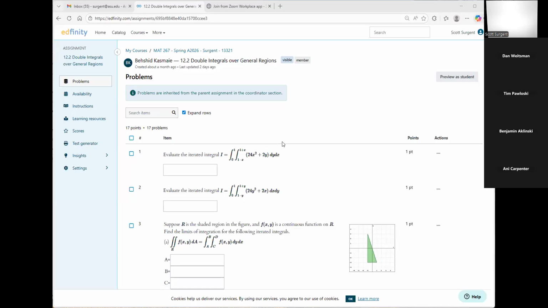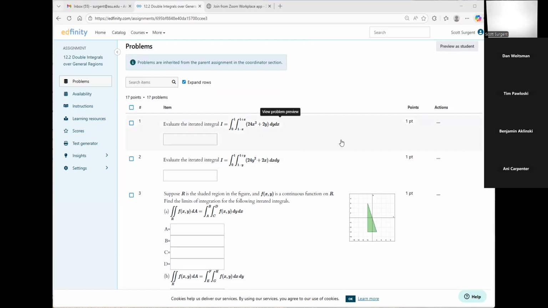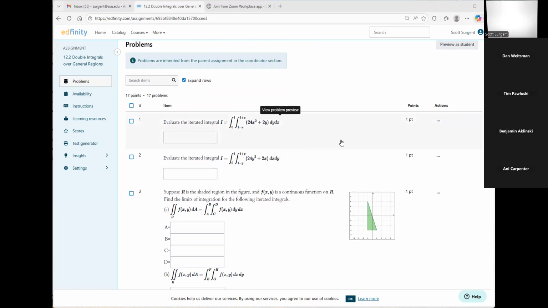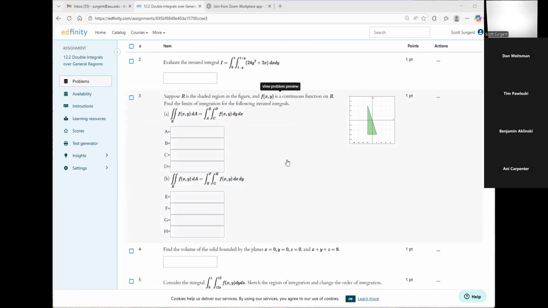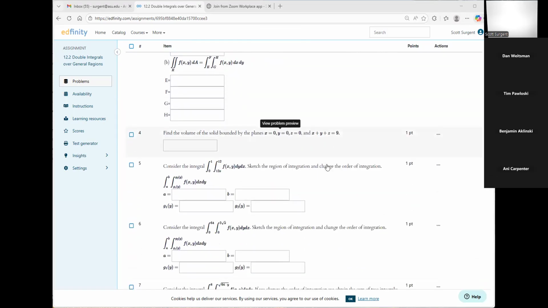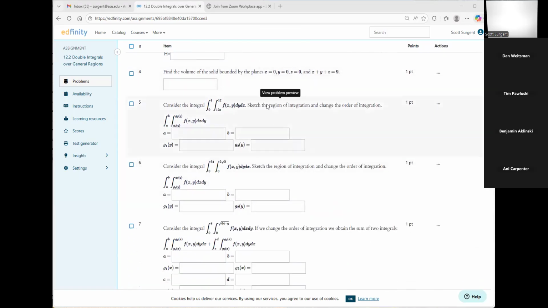Here's some 12-2 questions. And they're all pretty much just double integrals over XY. Stop me if you have a question on any of these. This one's a fun one right here, number 4. Let's take a look at this one because there's a reason I want to do this one. This type of region is often used in later material.